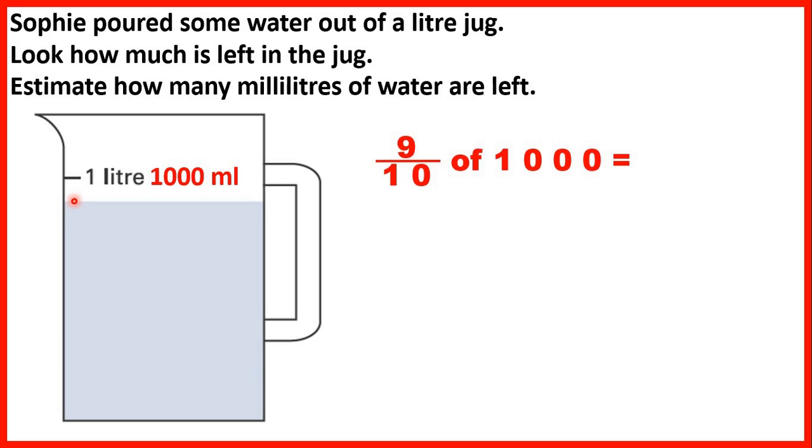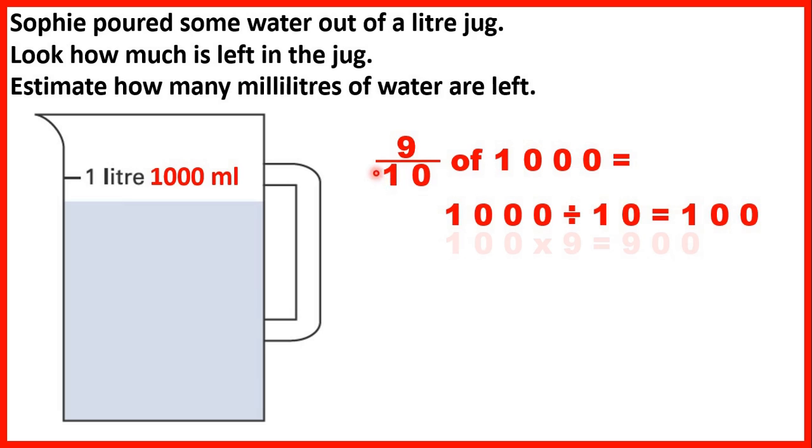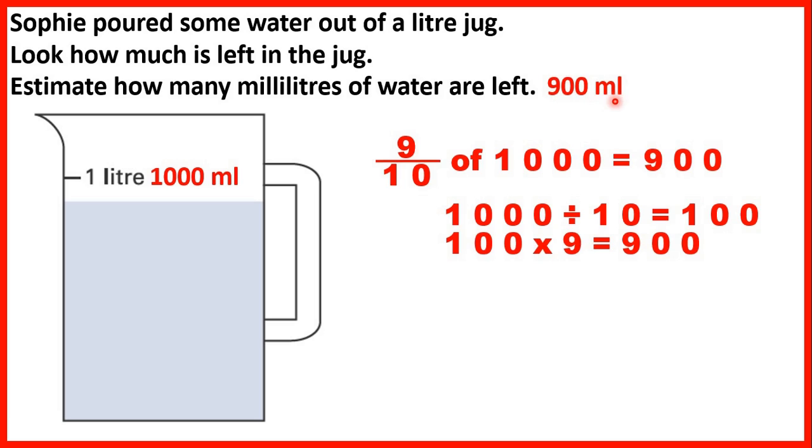I would estimate that about 9/10 is left, so we can find 9/10 of 1000. 1000 divided by 10 is 100, times 9 is 900. So we can estimate that 900 millilitres of water is left. We get the mark for an estimate of between 850 and 950 millilitres.